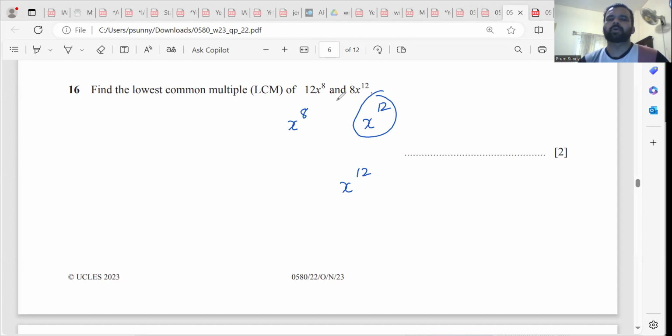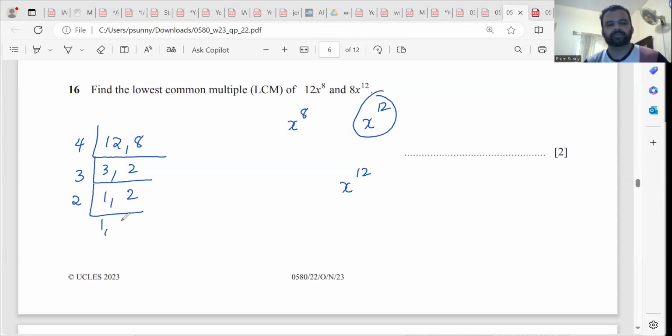Now take the coefficients 12 and 8 and find out the LCM. So 4 times 3 is 12 and 4 times 2 is 8, leaving 3 and 2. So this will be your LCM. Multiply all the numbers: 4 into 3 into 2.